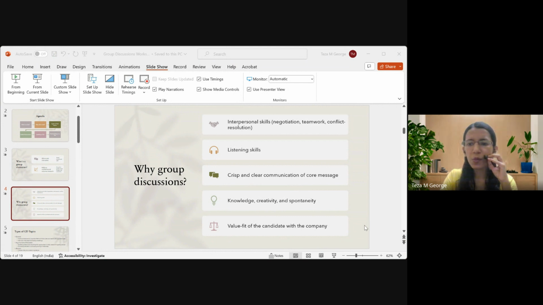So it neither works if you are spacing out of the conversation, nor does it work if you are simply waiting for your chance to speak. So the purpose of a group discussion is not to see how eloquent you are. I mean, you might be able to make very good speeches, but that's not the only intention behind a group discussion. It is also to see how good of a listener you are.